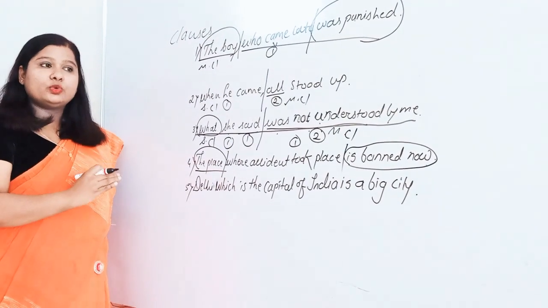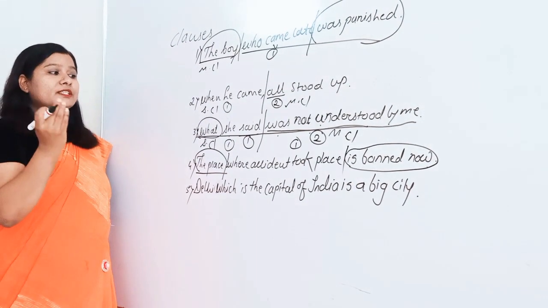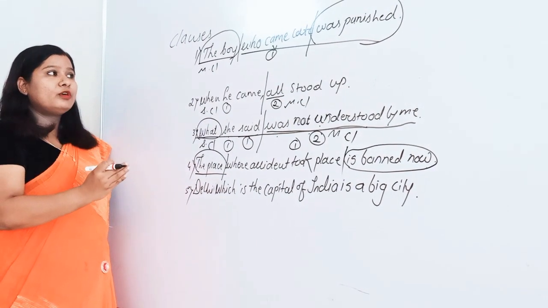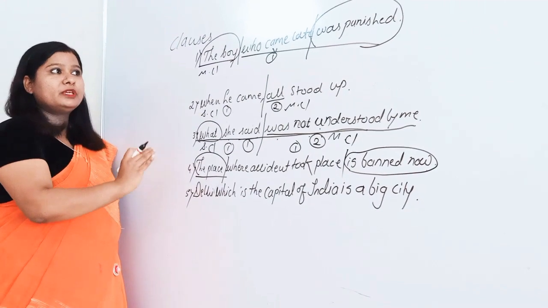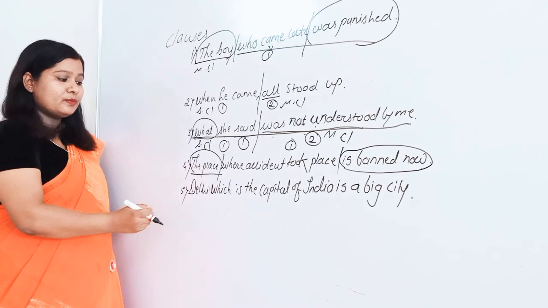Now students, we have studied three situations. In the first, the main clause came first. In the second situation, the main clause came at the end of the sentence, and in the third situation, the main clause came half in the beginning and half at the end. And now students, see the sentence.